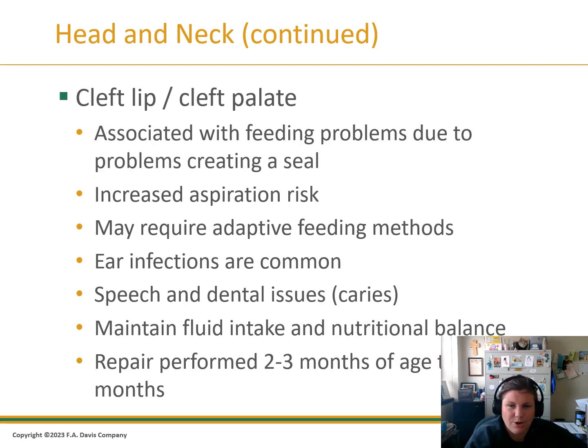We see feeding problems as the consequence most often because of their inability to create a seal on the bottle or on the breast, depending on how they're trying to eat. This also puts them at greater risk for aspiration. And sometimes it's going to result in a need for adaptive feeding methods for the baby.